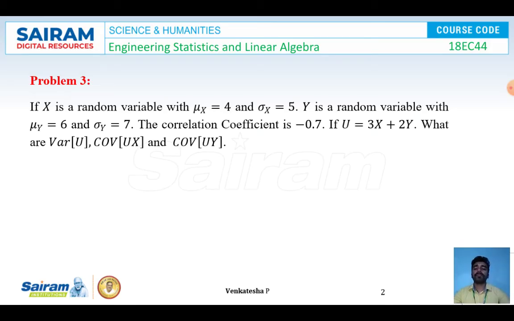Problem number 3. If x is a random variable with mean of x given by 4, sigma x equal to 5, y is a random variable with mean of y equal to 6 and sigma y equal to 7. The correlation coefficient is given by minus 0.7. If u is equal to 3x plus 2y, what are the variance of u, covariance of ux and covariance of uy?